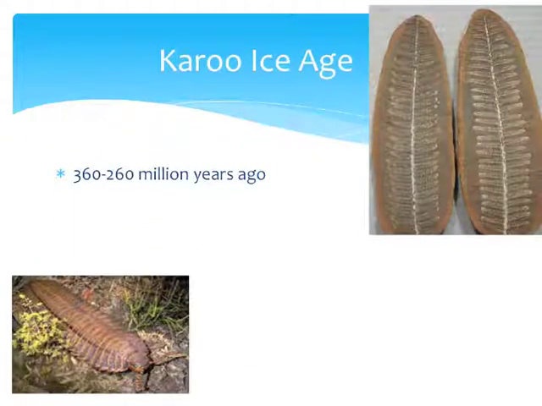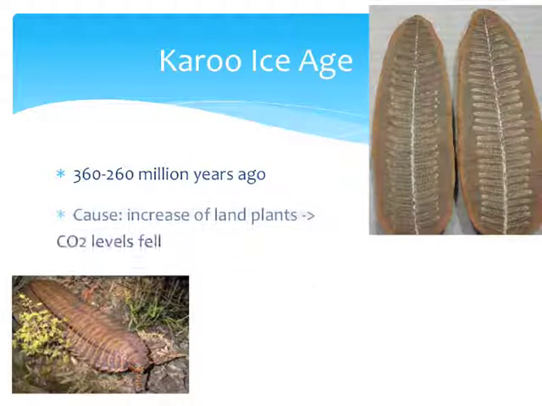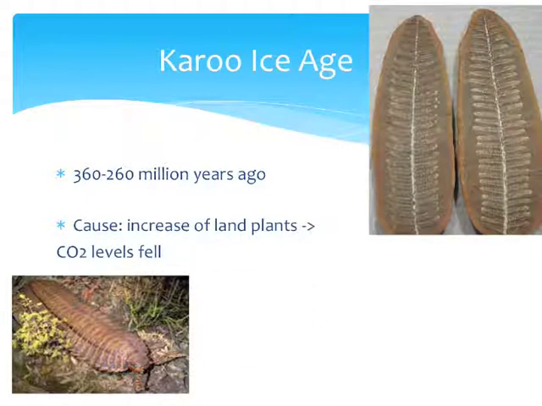Next was the Karoo Ice Age that took place 360 to 260 million years ago. Not much is known about this ice age other than the increase of land plants, such as the animal insect pictured below, caused the CO2 levels to fall, resulting in the ice age.